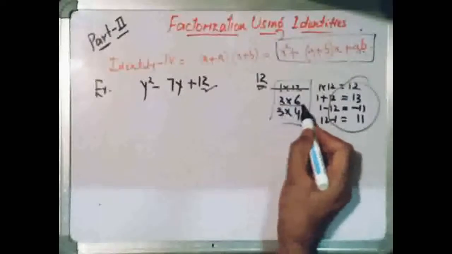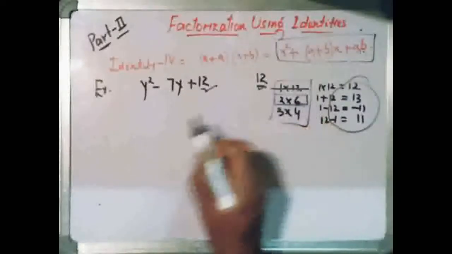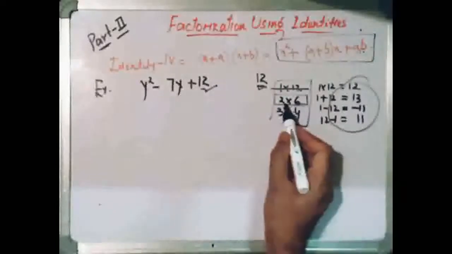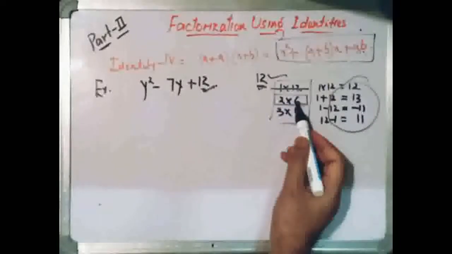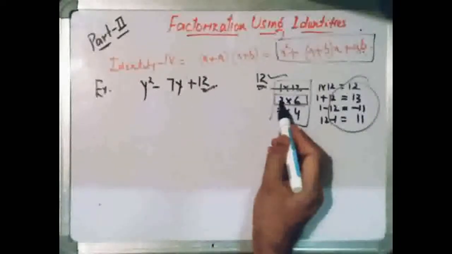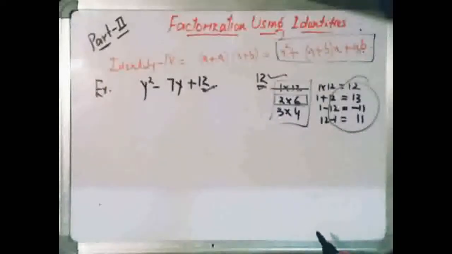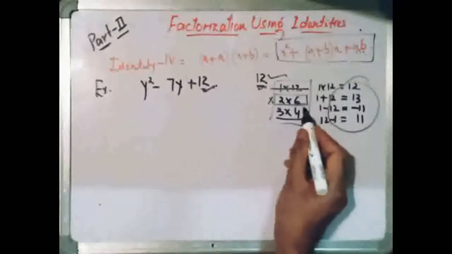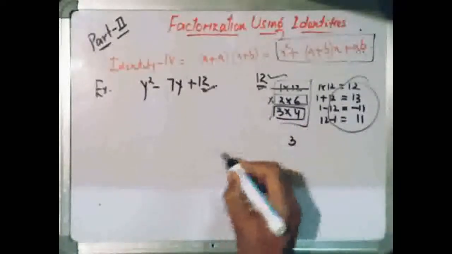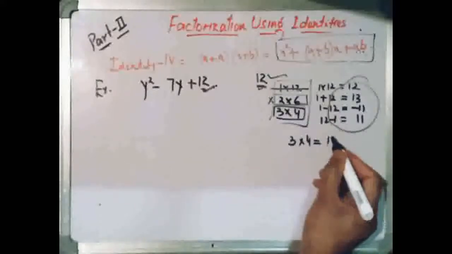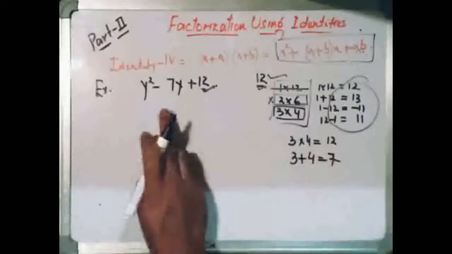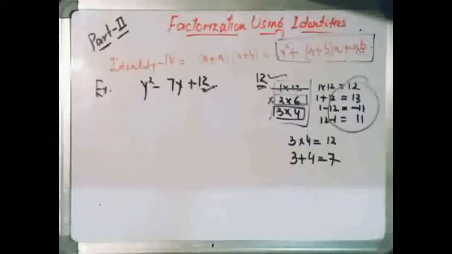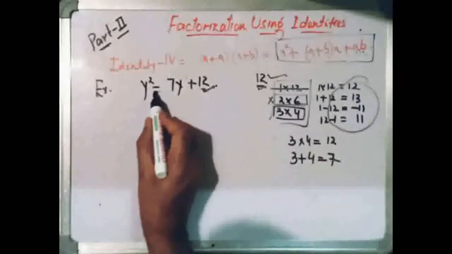Let's take these two factors into consideration. 2 into 6 is equal to 12, so multiplying these two, we get the constant term, but adding 6 plus 2 is equal to 8, 6 minus 2 is equal to 4, or 2 minus 6 is equal to minus 4. So this choice is not right either. Now let's take 3 and 4. 3 into 4 is equal to 12. If we add these, 3 plus 4 is equal to 7. So this seems to be the right choice. But we also have to take into account this negative sign.